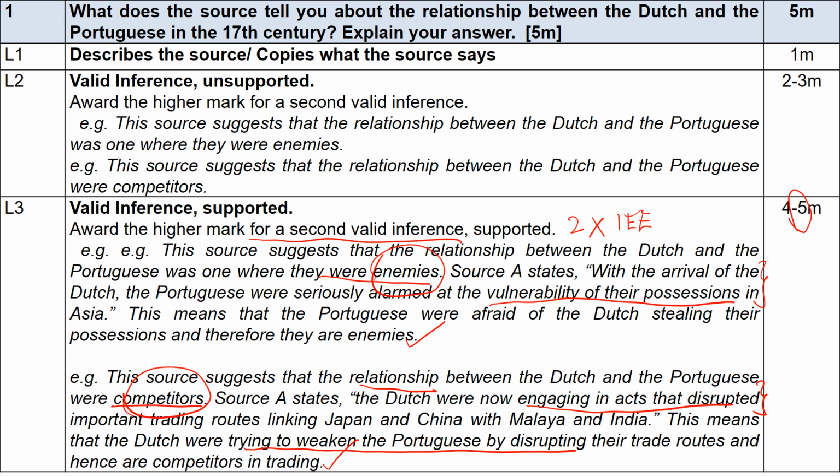Okay, with that, we have come to the end of the lesson. I hope you have a clearer understanding of the inference. Not so sure, watch the video again. Still not so sure, ask your teachers. Okay, it's better to clarify the doubt that you have now than later.